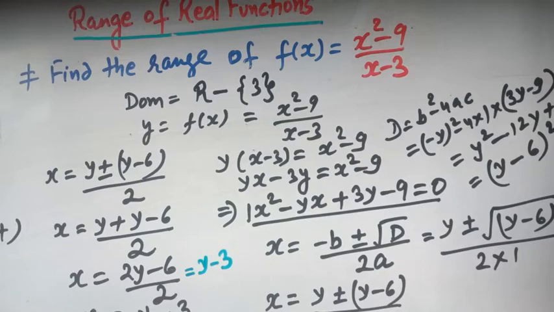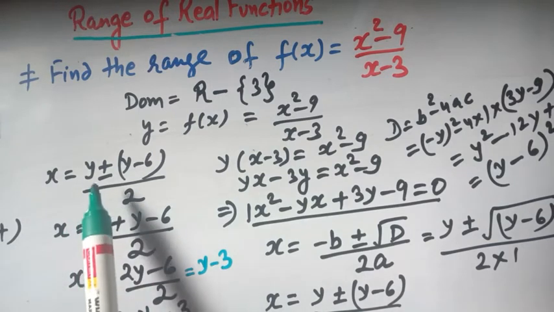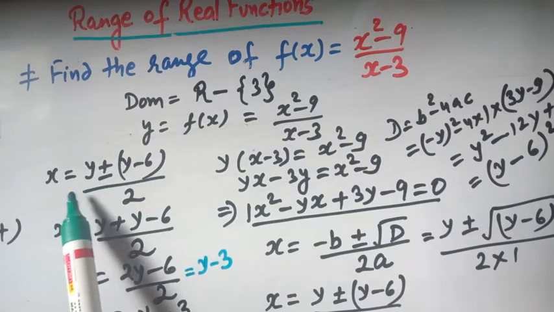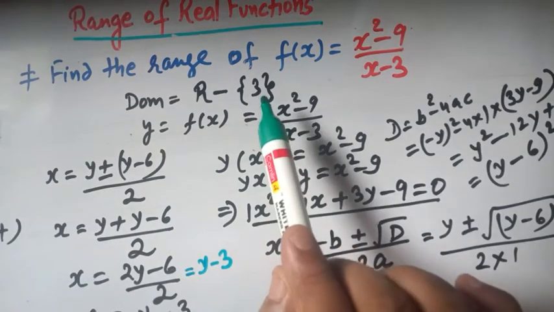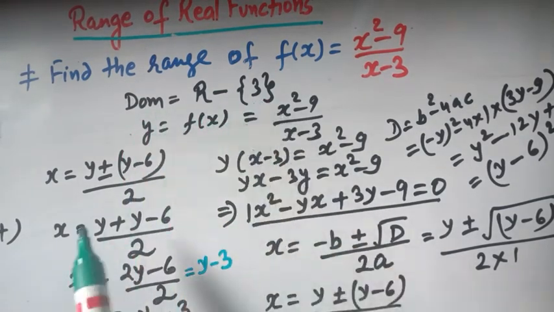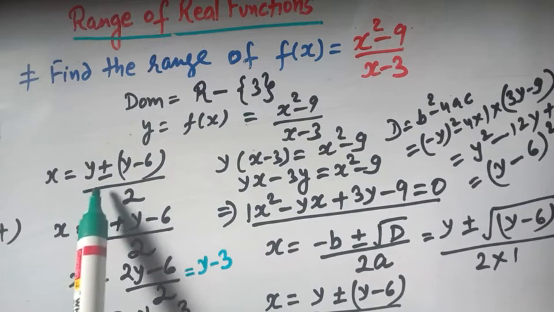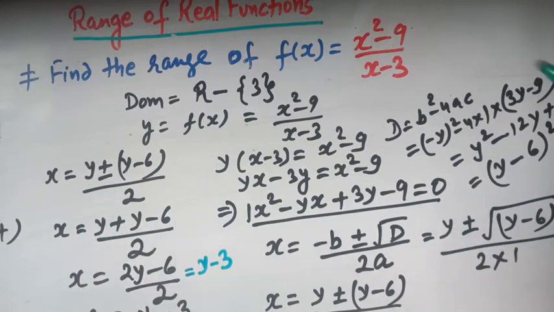Viewers, we have got x is equal to y minus 3 by taking the positive sign, and we are not taking the negative sign because then we will have x is equal to 3. Clear? And which is not possible because in the domain we have R minus 3. The value x is equal to 3 is not admissible. Clear?